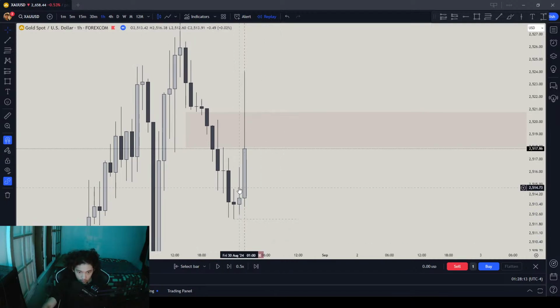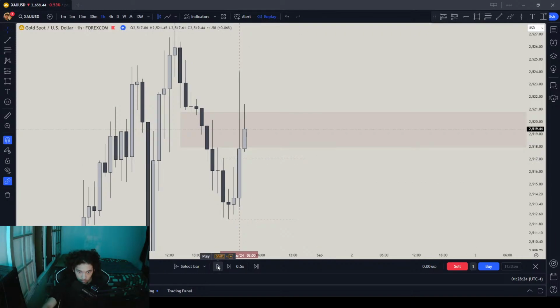Okay, so we got a huge bounce up. Now I want to see this order block, this breaker block, not go as planned. Never tested one.